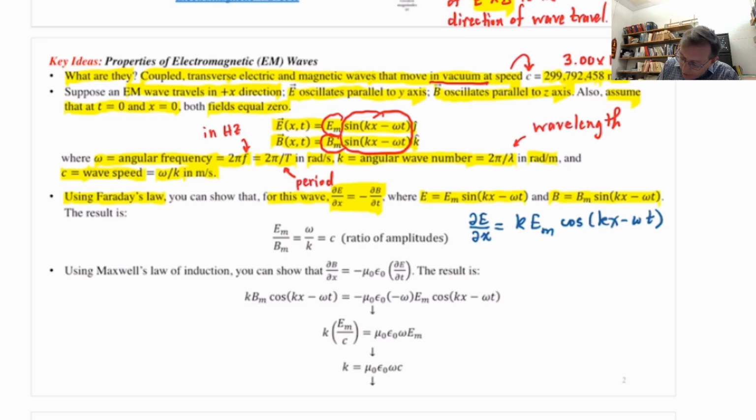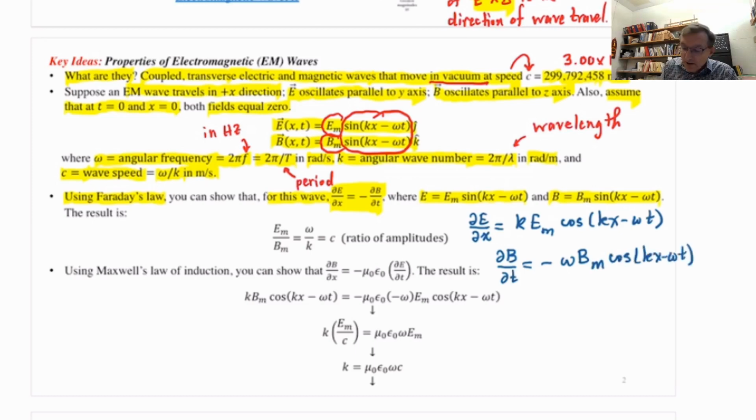And then I need the partial derivative of B with respect to t. So now I go to the B function, I take the partial of it with respect to t. So it's still sine blob. The derivative of sine blob is cosine blob times the derivative of the blob. But now I'm differentiating with respect to t, so the derivative of that is just negative omega. So this is going to become minus omega B max cosine blob.